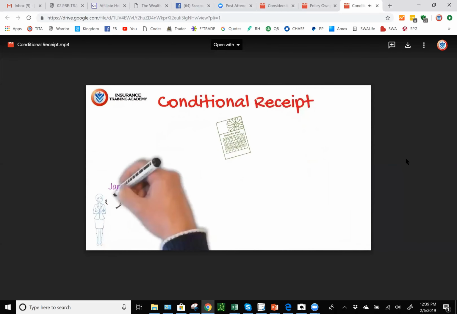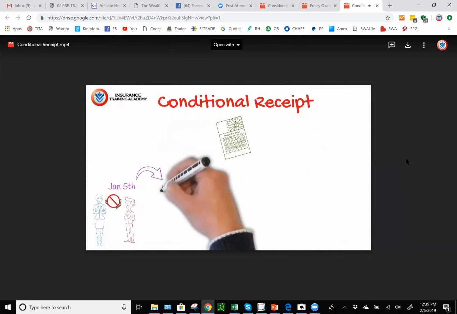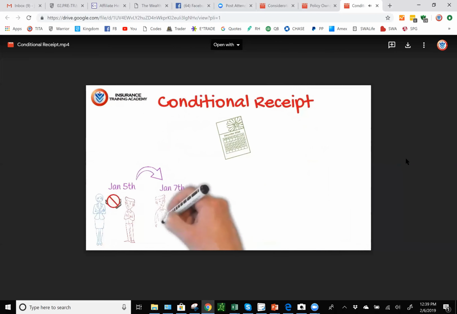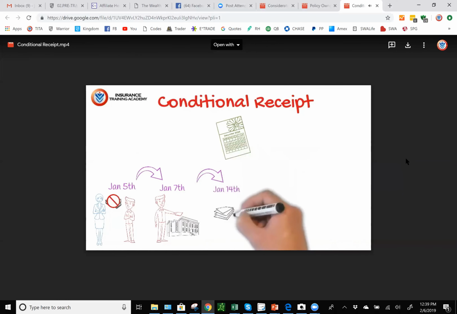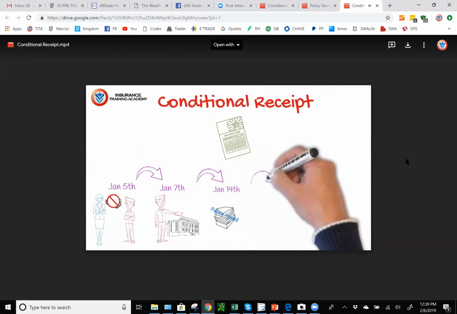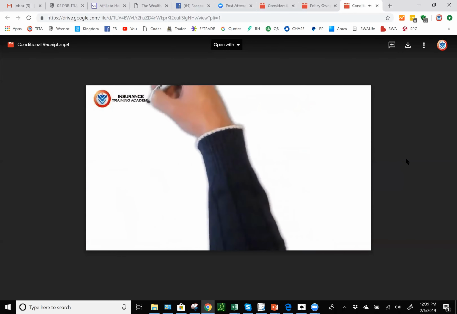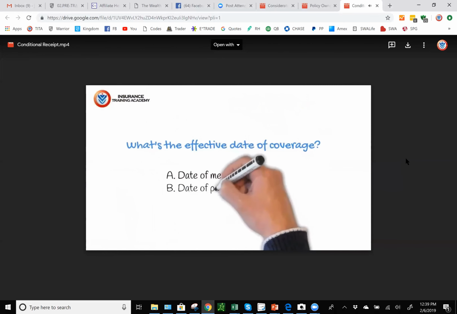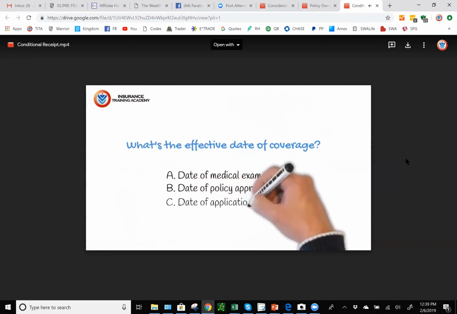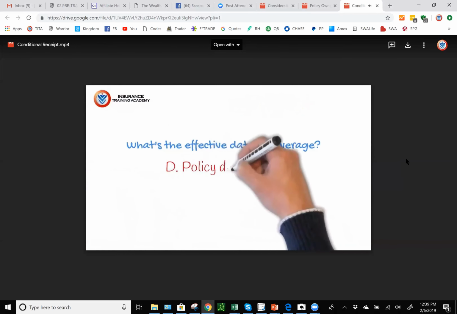January 5th, completed the application, but Jane said, I'm not going to give you my hard-earned money just yet. Bob said, no problem, you don't have to. 2 days later, turn the application into the insurance company. A week later, they issue Jane's policy. A week later, Bob delivers that policy. Now we need to know what's the effective date of coverage. So the effective date of coverage will either be A, date of medical exam, B, date of policy approval, C, date of application, or D, date of policy delivery. Hopefully you pick D, date of policy delivery.